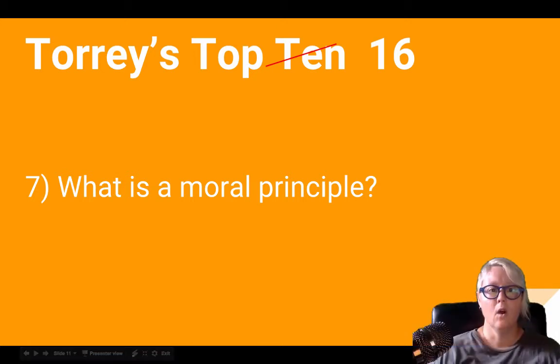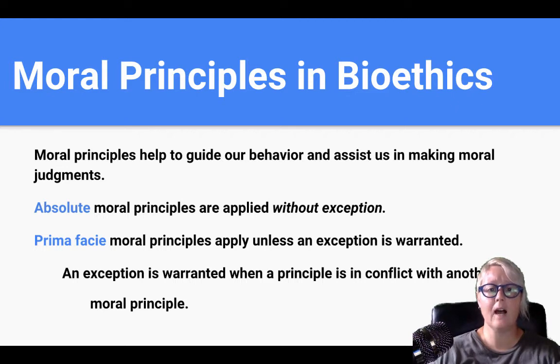Number 7. What is a moral principle? Moral principles help us to guide our behavior and make moral judgments about right and wrong. As we've already said, absolutism is the view that moral principles have no exceptions. We'll learn more about this when we talk about Kantian deontology. Prima facie moral principles apply unless there is an exception warranted. And an exception is typically warranted when a principle is in conflict with another moral principle.